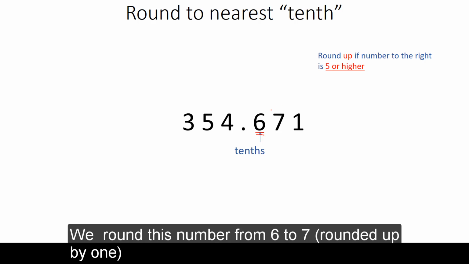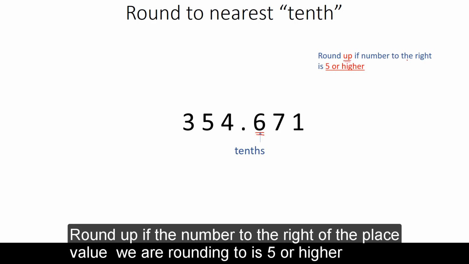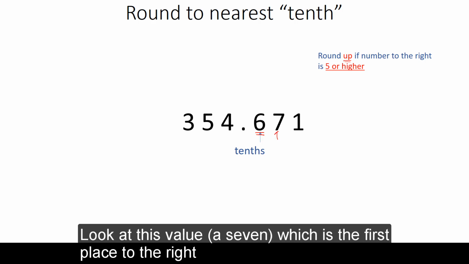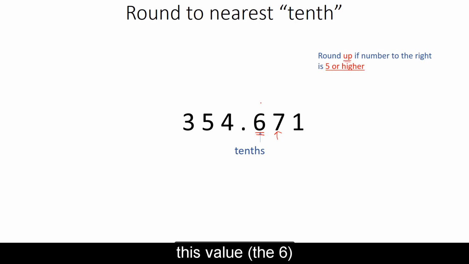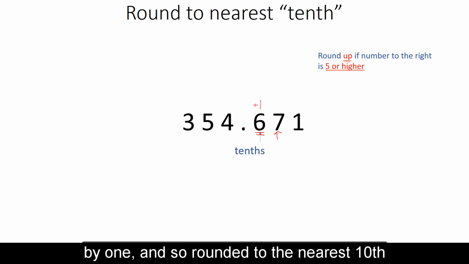We're going to round this number from 6 to 7. We're going to round it up, in other words, by 1, if the number to the right, and by to the right we mean to the right of the place value where we are rounding to, is 5 or higher. So in this case we now look at this value right here, which is the first place to the right of the place value we are rounding to, and see that it's a 7. 7 is obviously 5 or higher, and so we are going to increase this value by 1.